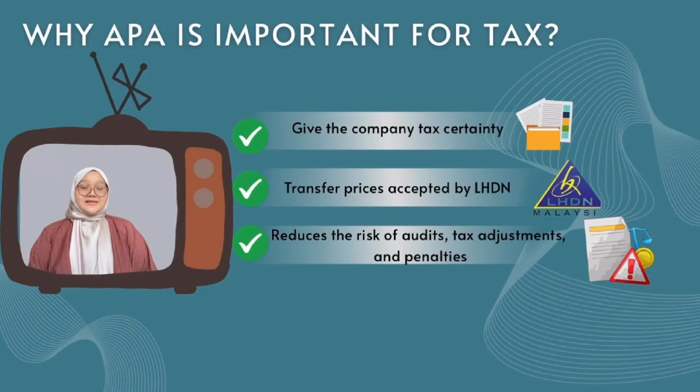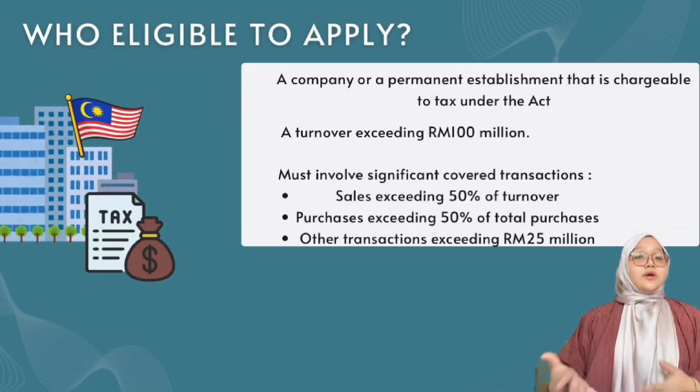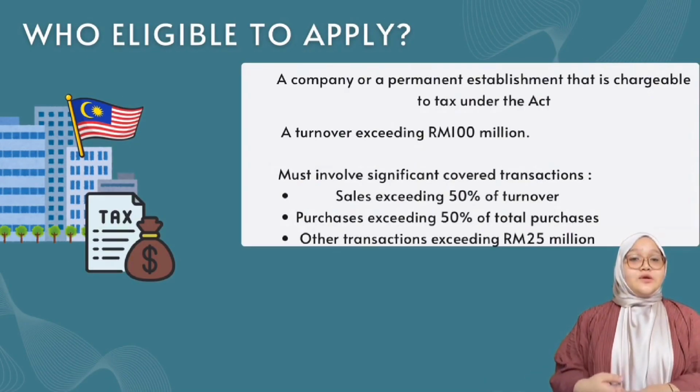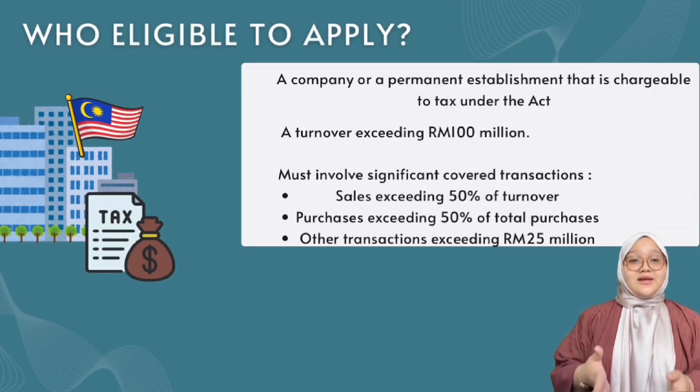So transfer pricing is about setting the price for transactions between related companies as if they were independent companies. APA ensures that this price follows the arm's length principle, which is required by Malaysian tax law. Next, let's look at who is eligible to apply for an APA. An APA will only be considered if it meets certain criteria.